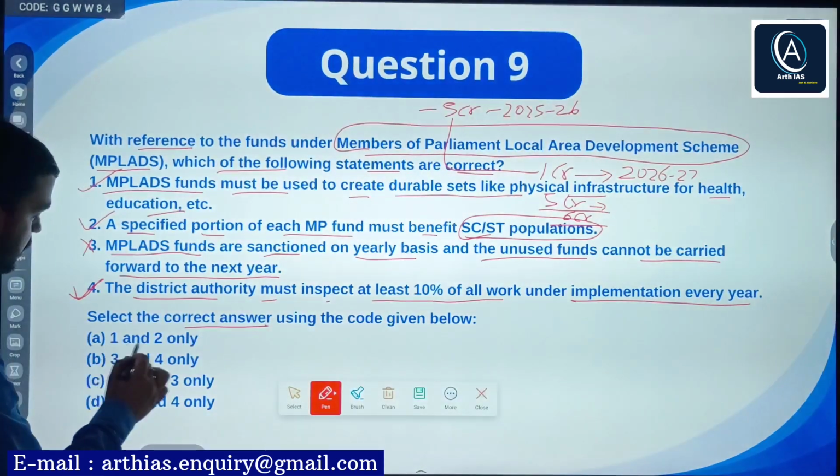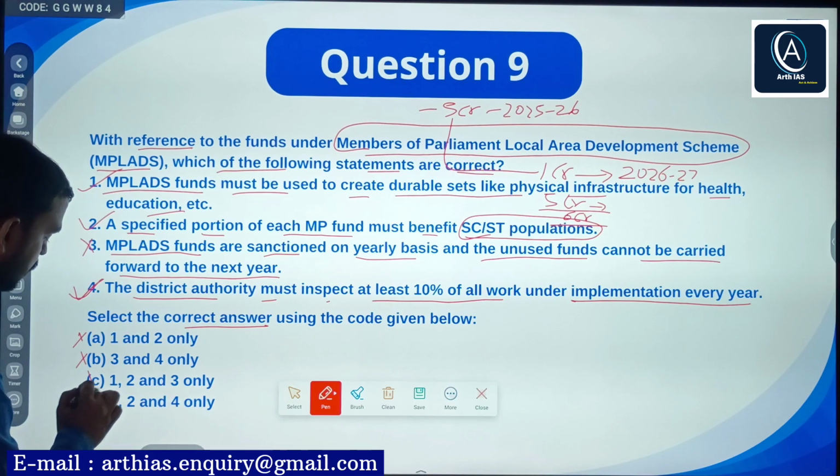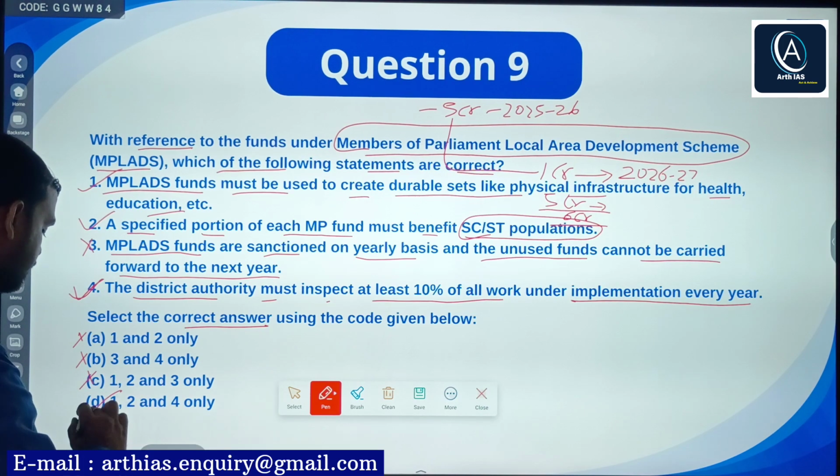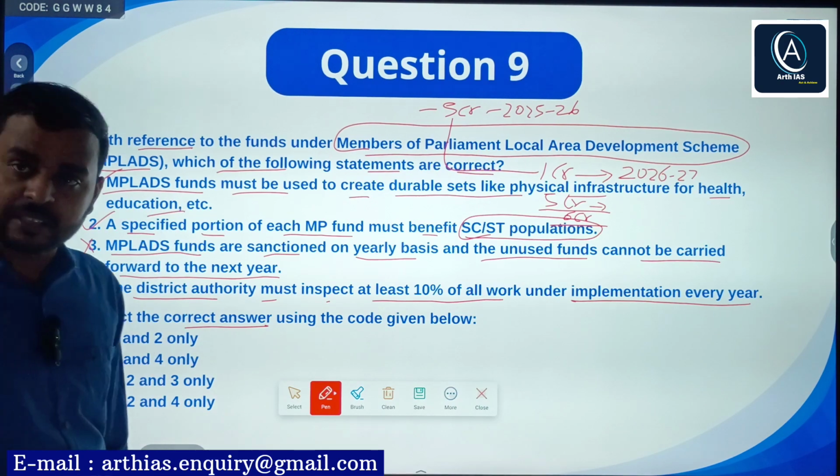Correct answer: A says 1 and 2, no. B says 3 and 4, no. C says 1, 2 and 3, no. D says 1, 2 and 4, yes. So D is the right answer. Statements 1, 2 and 4 are correct.